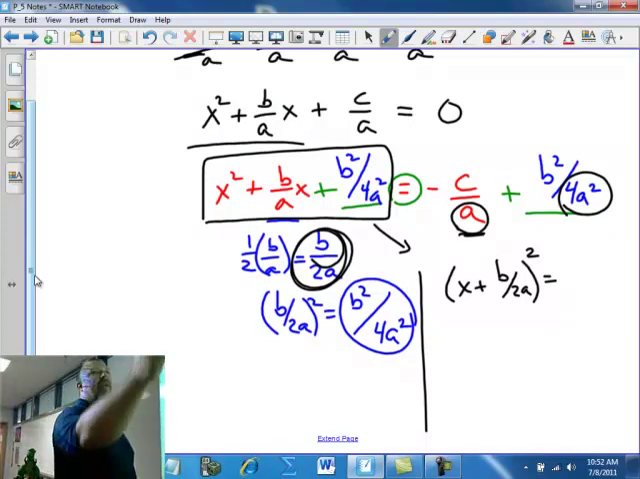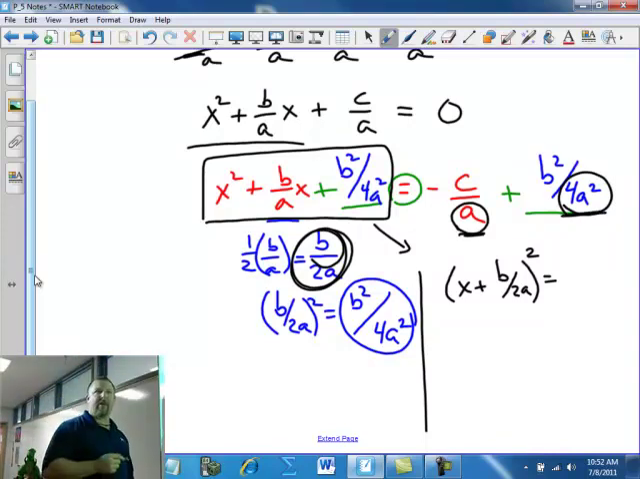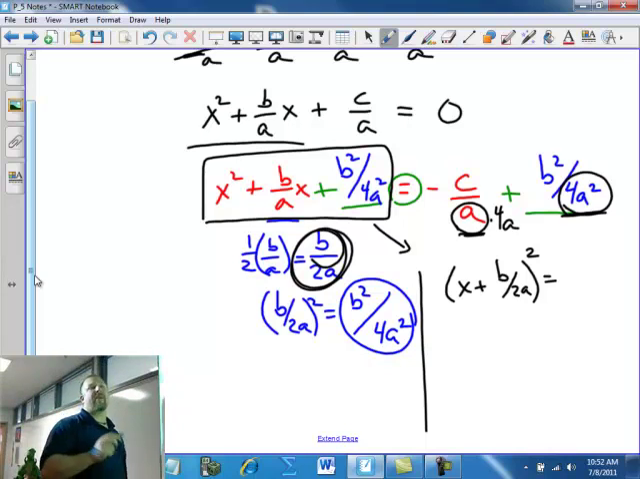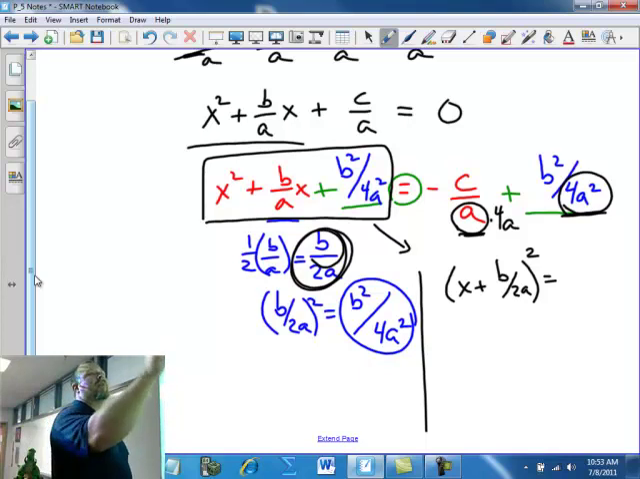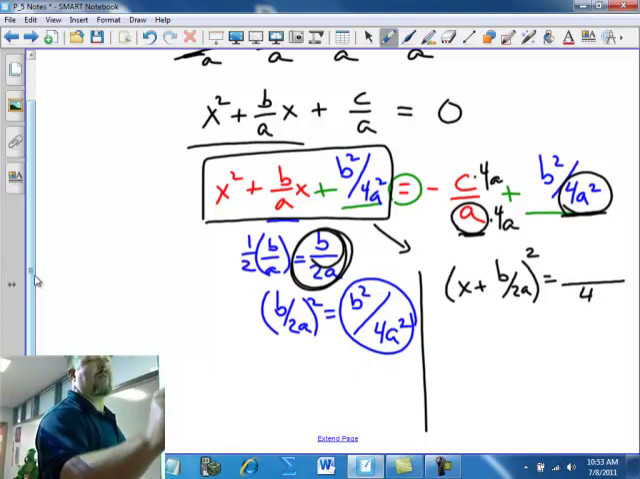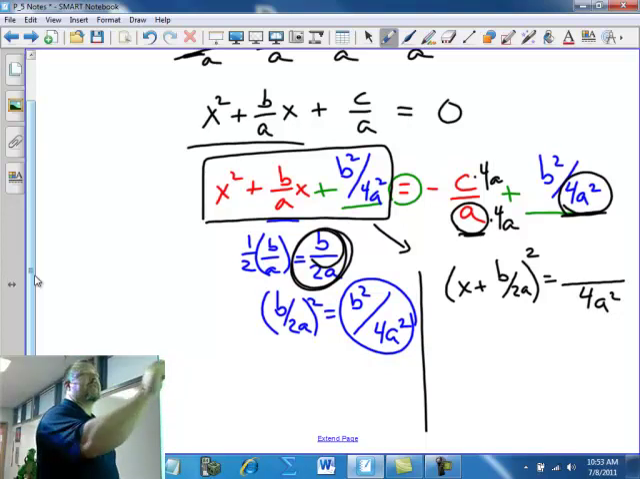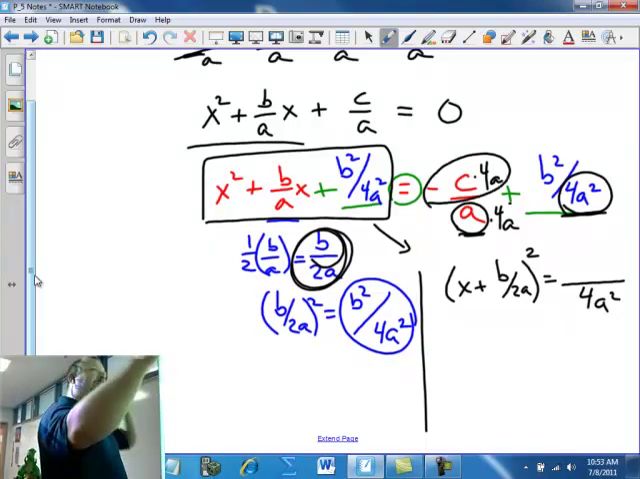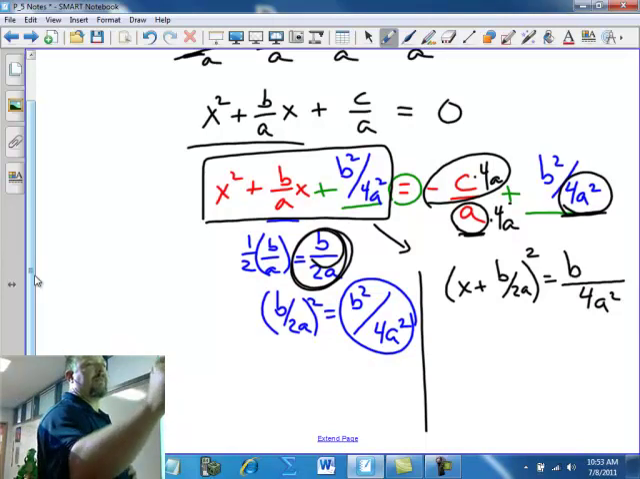Now, I would love to be able to add it together, so what I need is a common denominator. On this side, I have an a, and on this side, I have a 4a squared. So what I'm really needing is another 4 and an a on the bottom of the first fraction, because a times 4a would give me 4a squared. So I'm going to multiply the top by 4a as well. And that way I have 4a squared as my denominator. And in this case, I have negative c times 4 times a, plus b squared. I'm going to choose to write it as b squared minus 4ac.